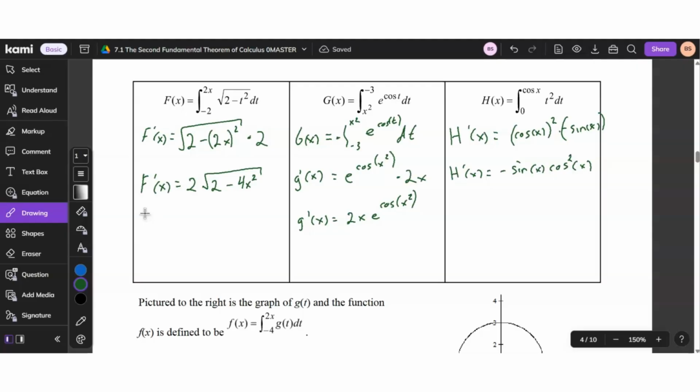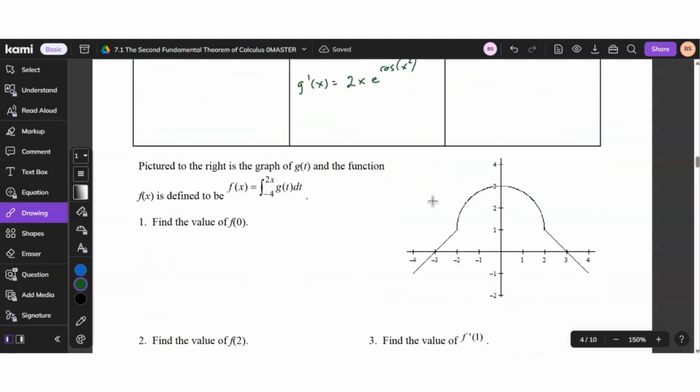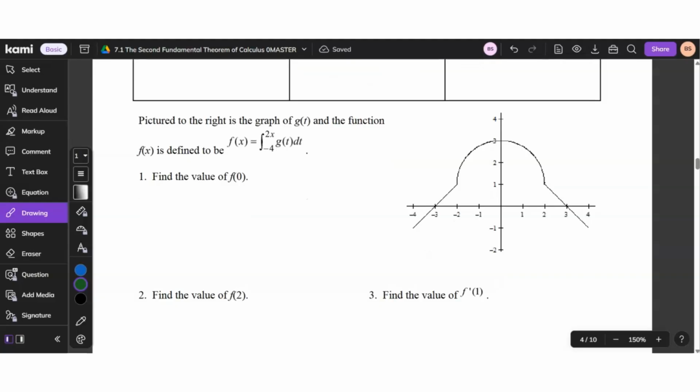Awesome. All right. Let's try applying some of these to more than just an equation. Let's apply it to a bit more here, where we've got a graph as well. So we have the graph over here of g of t, and f is a function defined by the integral from -4 to x of g t dt. So the first thing we're going to do is find the value at 0. In this case, we don't need to do what we were doing before. We're just going to find f of 0, which is the integral from -4 to ultimately 0, because 2 times 0 is 0, of g t dt.